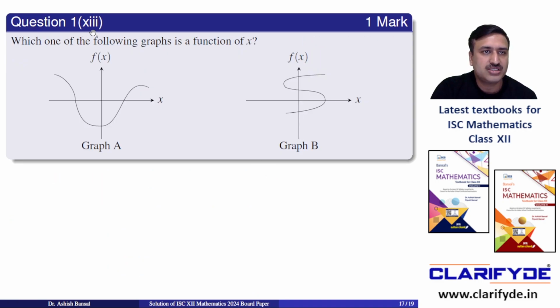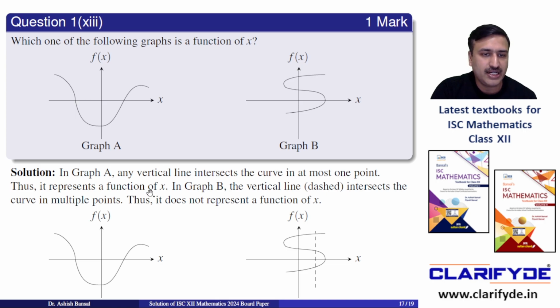In question number 1, 13th part, which one of the following graphs is a function of x? We are given two graphs, graph A and graph B. We can apply the vertical line test. If we draw a vertical line in graph A, it intersects the curve in exactly one point, whereas in graph B, if we draw a vertical line, it intersects the curve in multiple points as clearly shown in this picture. Hence graph A is a function of x, whereas graph B does not represent a function of x.